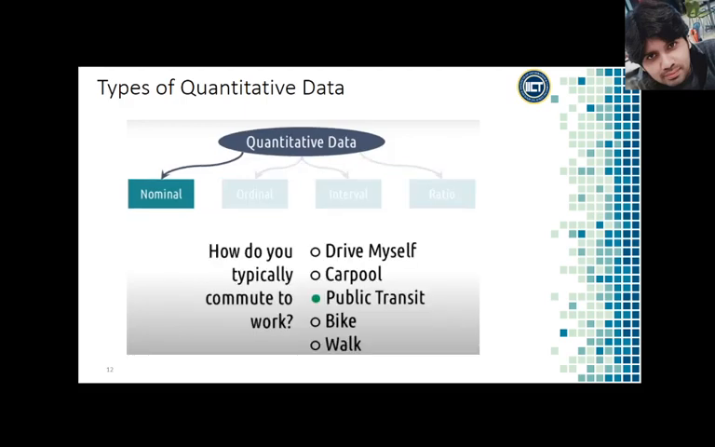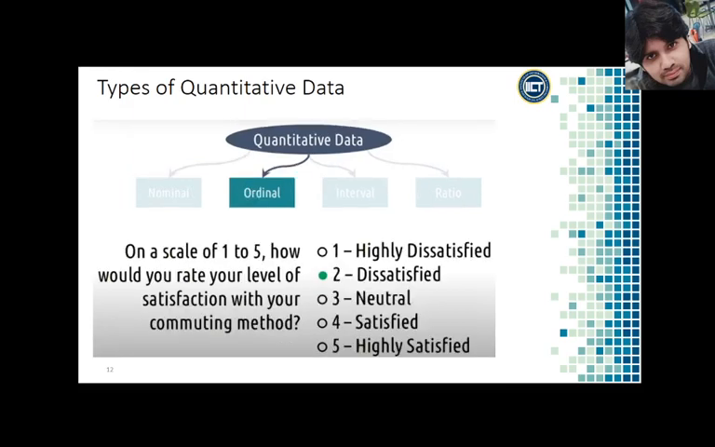Nominal data is also referred to as categorical data. It arises when we observe the number of instances of different categories. So for example, if we ask a bunch of users, how do you typically commute to work? These would each be different categories. Our data would be the number of people that fell into each category.